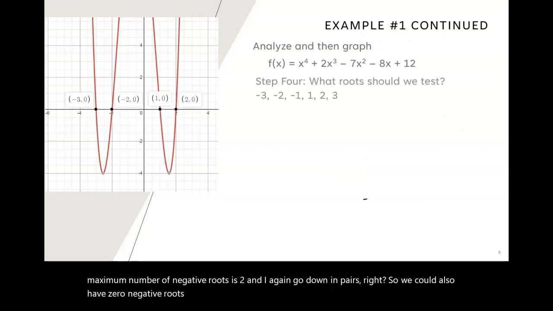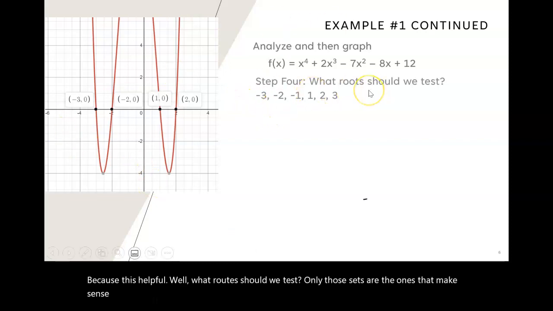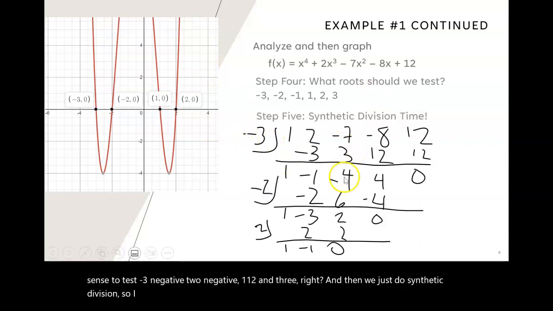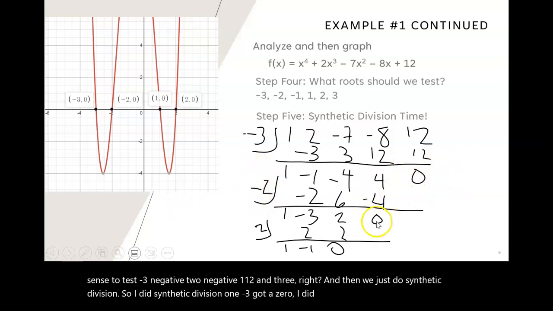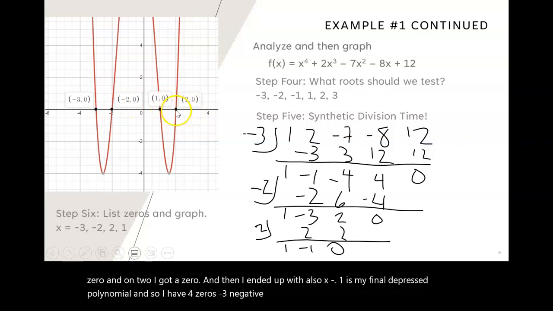How is this helpful? Well, what roots should we test? Only these 6 make sense to test: -3, -2, -1, 1, 2, and 3. Then we just do synthetic division. I did synthetic division on -3 and got a 0. I did synthetic division on -2, also got a 0. And on 2, I got a 0. Then I ended up with x minus 1 as my final depressed polynomial. And so I have 4 zeros: -3, -2, 1, and 2.